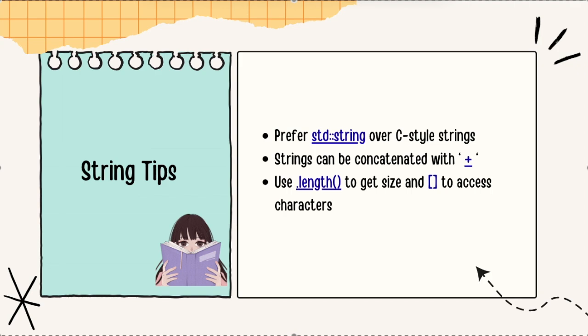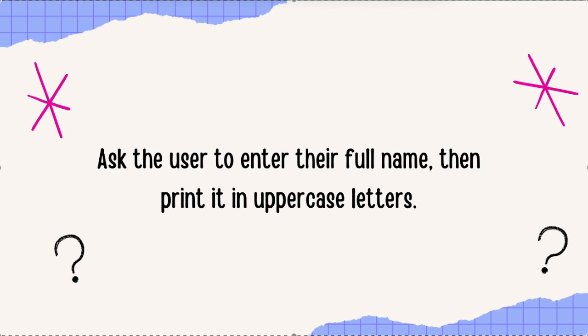So in this lesson we learned C-style strings versus std::string, basic string operations and functions, and how to input strings with spaces. This is what you have to do. Ask the user to enter their full name, then print it in uppercase letters.